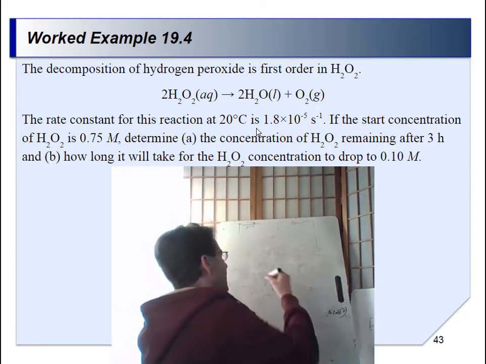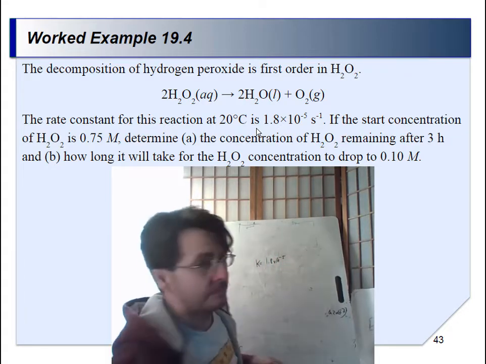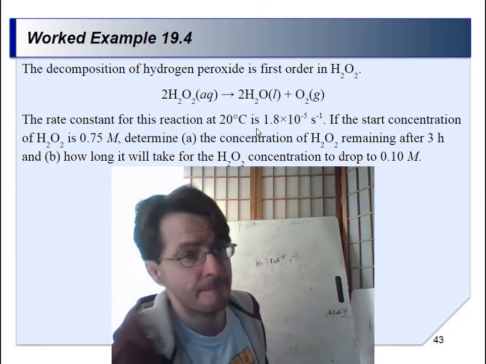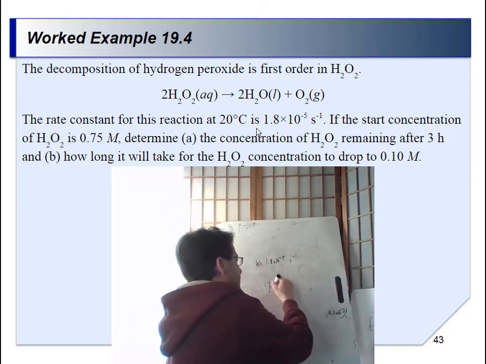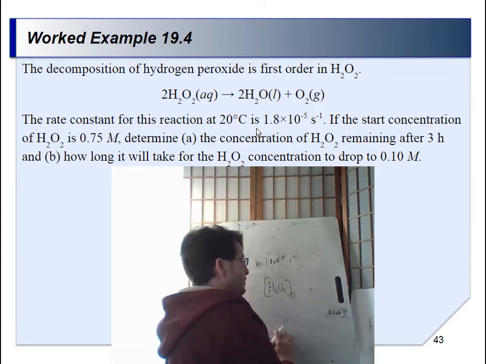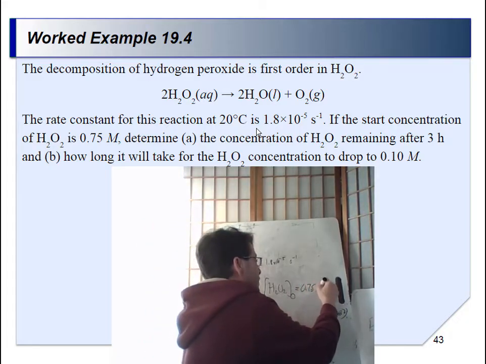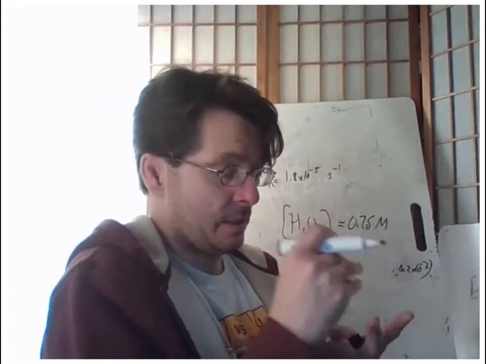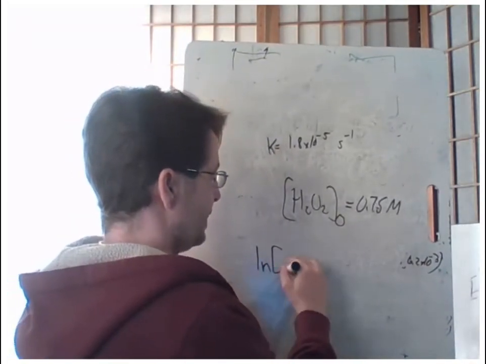We're told what it is at some time, so we're given our rate constant k is equal to 1.8 times 10 to the negative fifth, and the units for that are inverse seconds, first order rate law. The concentration of H2O2 at time 0 is 0.750 molar. And so we know it's first order, and we can then use this relationship. We can say, okay, well, what is the ln at time t?